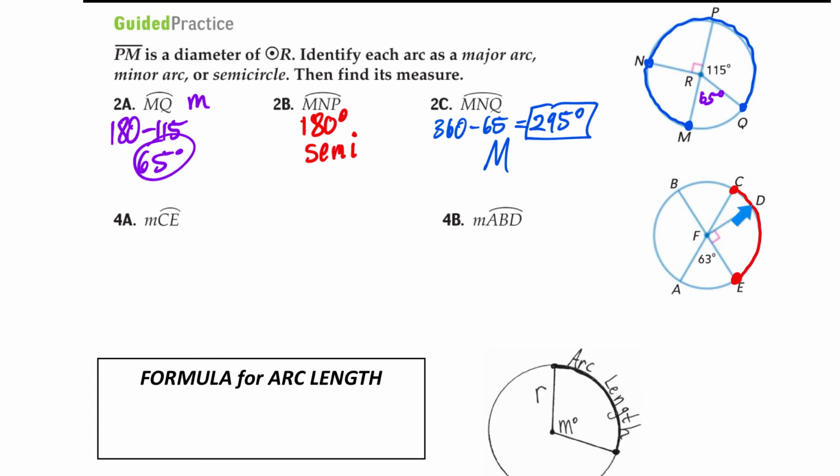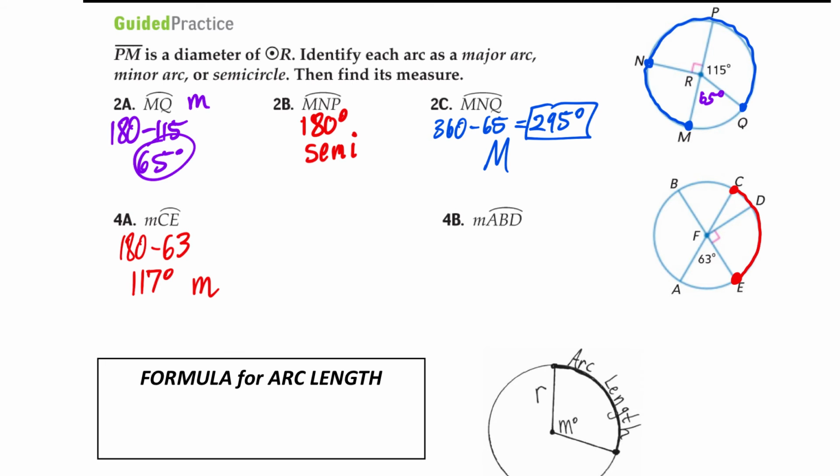63. Okay, how many degrees is it from C around to A? 180. 180 minus 63. So it's 180 minus 63. Yep. Semicircle minus 63, which is 117. Wait. Subtract 90. There you go. CD is 27. And so that is a minor arc.